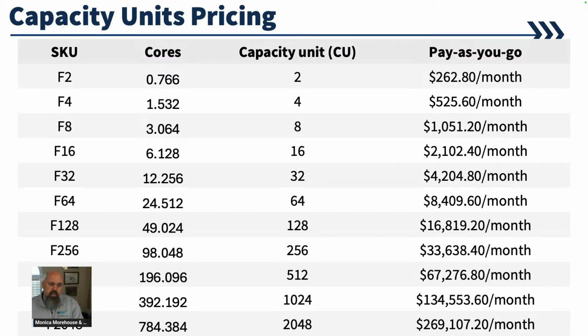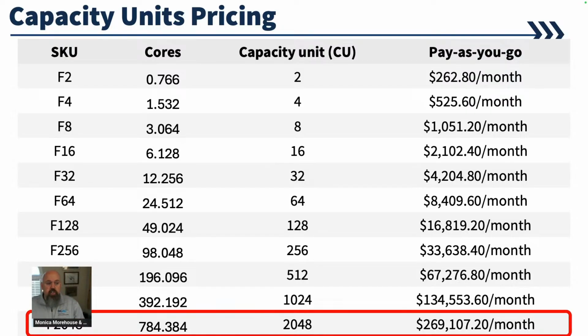Most of my clients are running F64s or 128s, depending on what they need. The F64 seems to be very much popular. But just know and understand that if you accidentally spin up an F2048, bring your checkbook, your credit card, something, because it's going to cost you quite a bit. So that was capacity, and Fabric, at a really high level.